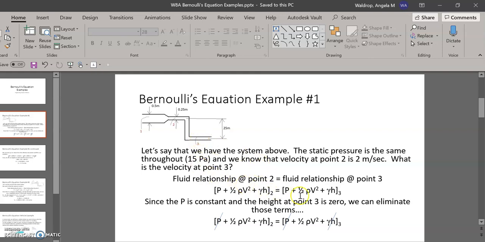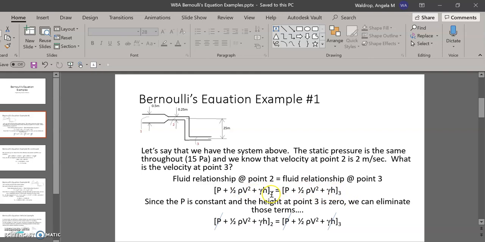Now with Bernoulli's equation, we can say the fluid relationship, or the energy, at point 2 is the same as at point 3. Since Bernoulli's equation is equal to a constant, the constant has to be the same. So we'll set up Bernoulli's terms on one side at point 2. All these apply at point 2. And then we'll set up the other side where all the same terms apply at point 3.